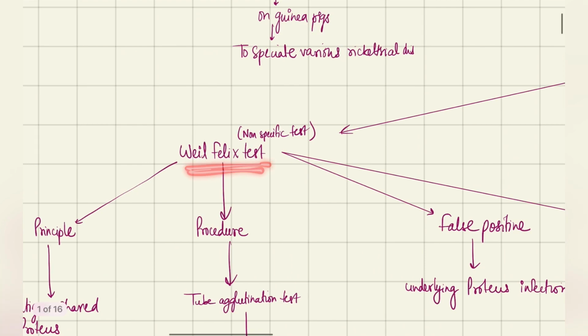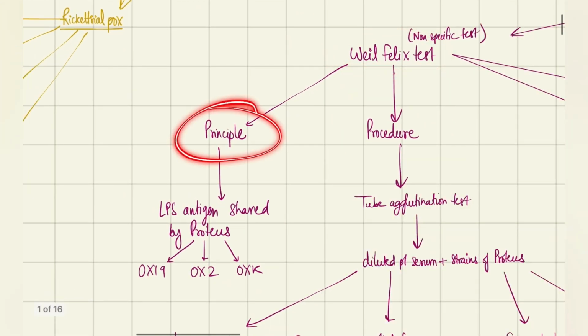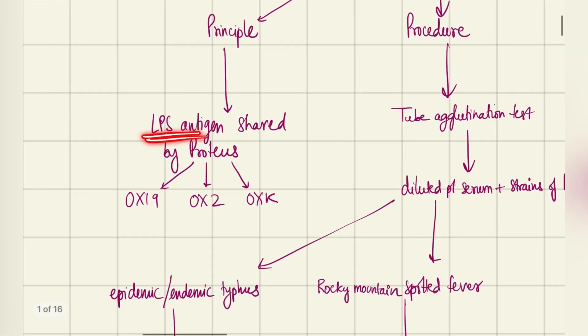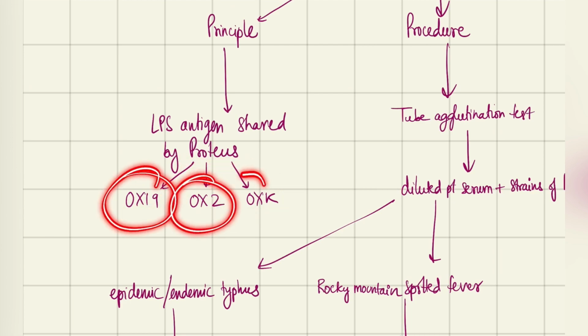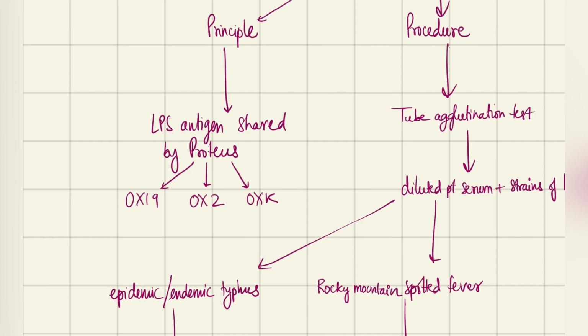This can be asked individually, they won't even mention Rickettsia, you just have to know. So this is a non-specific test. Now we'll talk about everything. The principle of the Weil-Felix test is that the LPS antigen present on the Rickettsia is shared by Proteus. Not all Proteus strains. Characteristic Proteus strains which are OX19, OX2, OXK, we have to remember this under any condition. These three strains share the LPS antigen with Rickettsia. Okay, this is the principle.